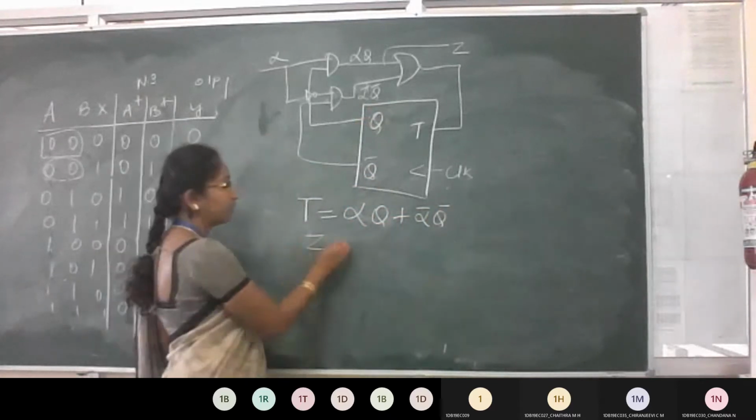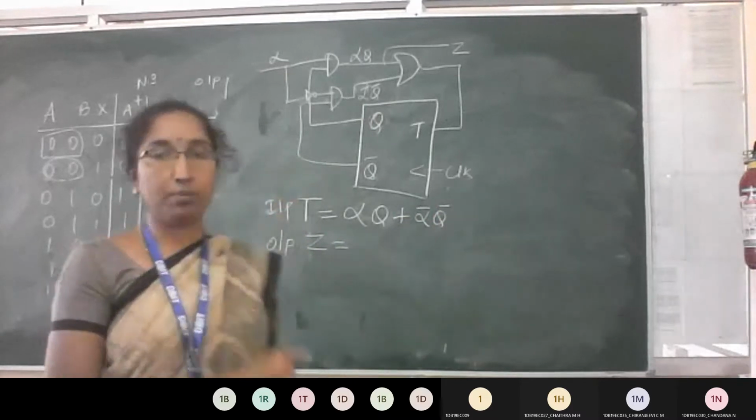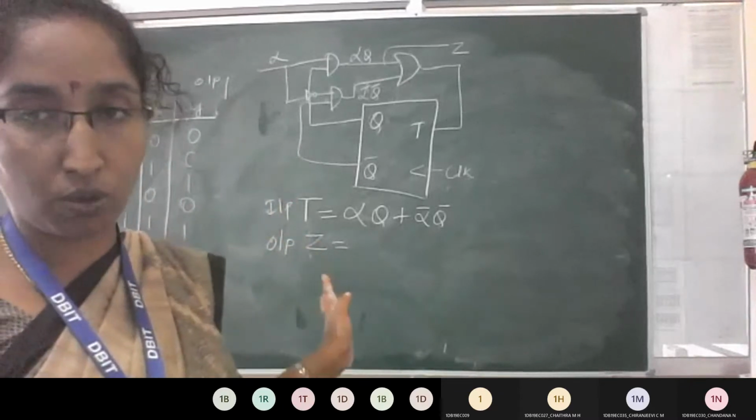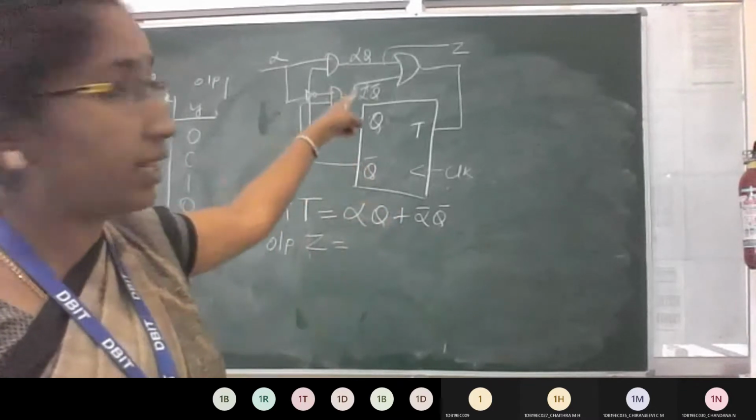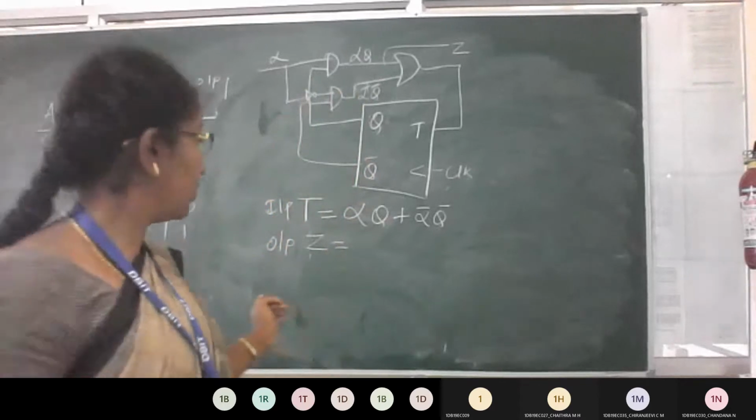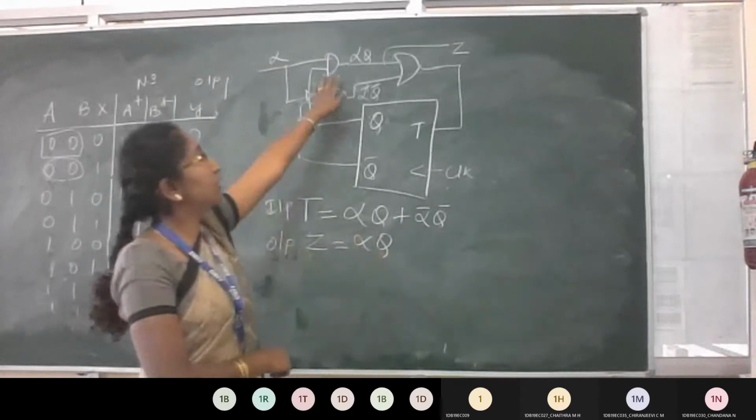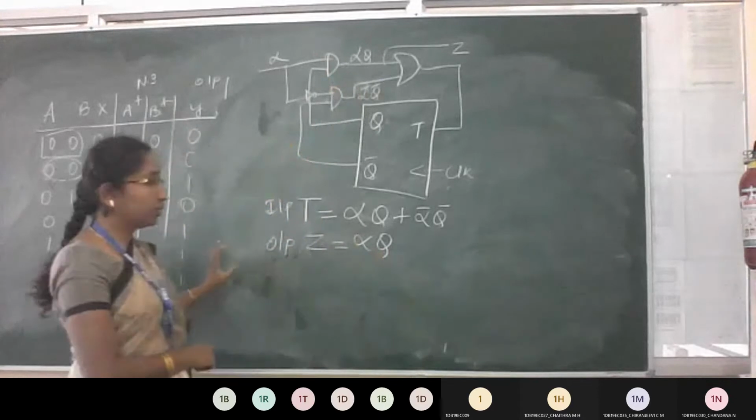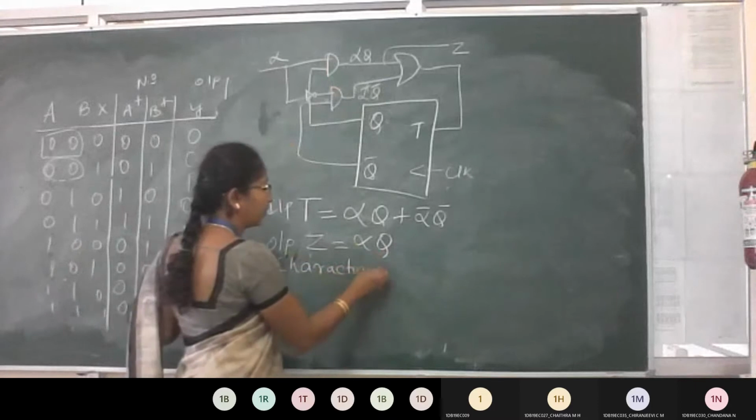Similarly, what is Z? Z is the output. T is the input. The first step when you are designing a state diagram is to note down the inputs and output from the diagram. Nothing difficult in this. Just observe which are the gates, what are the inputs and what are the flip-flop outputs given. Write down the input and output. So output is Z, and Z is alpha Q. You can observe Z is directly taken from the first AND gate.